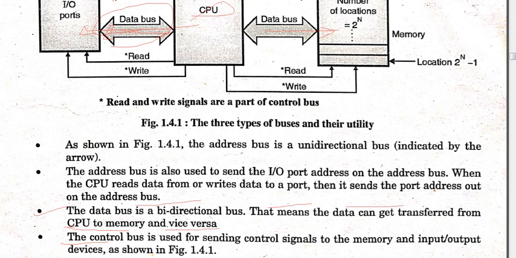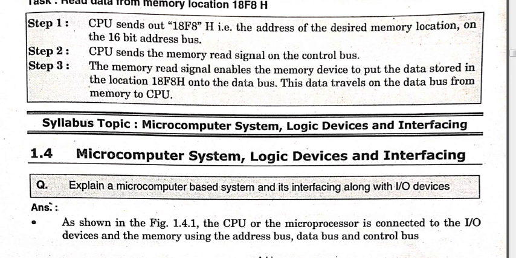So the control bus is the third type of bus that is used for sending the control signals to the memory and input output devices. तो कंट्रोल बस यहाँ पे दोनों को कनेक्ट होगा, इनपुट आउटपुट पोर्ट्स एज वेल एज दिस मेमोरी, टू सेंड आउट द कंट्रोल सिग्नल्स फॉर द वेरियस ऑपरेशन लाइक रीडिंग एंड राइटिंग फ्रॉम द इनपुट आउटपुट डिवाइस और रीडिंग एंड राइटिंग फ्रॉम दिस मेमोरी. So that is the main function of this control bus. So this is the concept of microcomputer based system and its interfacing along with the input output devices.